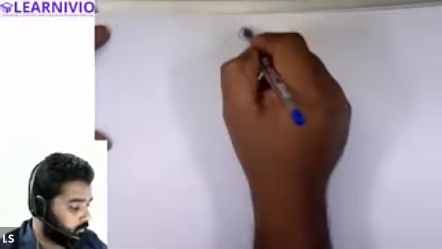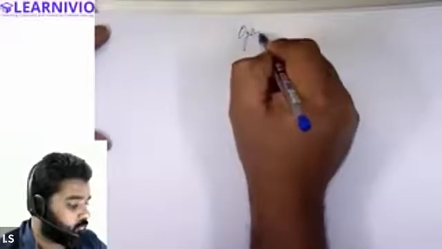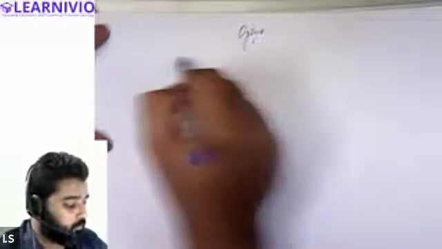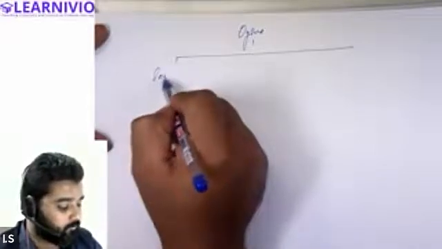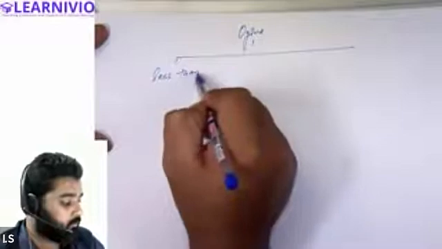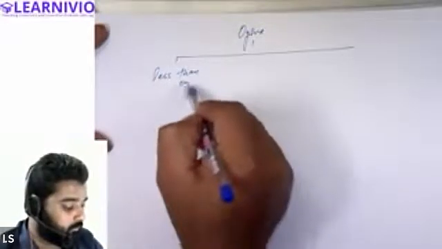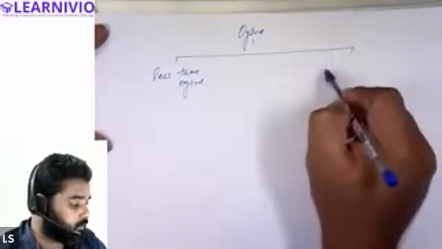See, first of all, ogives are of two types. One is called less than ogive, and then there is more than ogive.